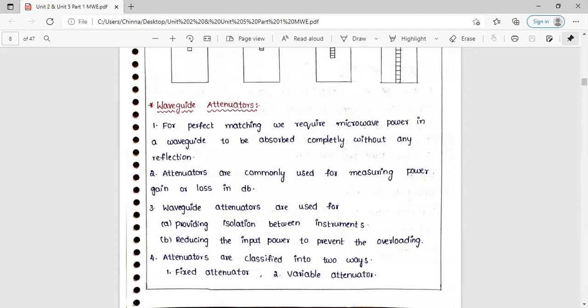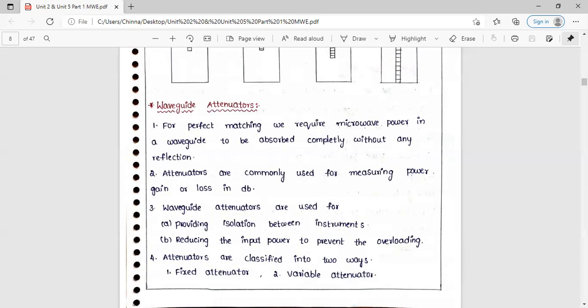Whatever signal you want to transmit, you want to transmit it with some loss or some dB. For example, if you want to transmit a 20 dB signal, then you will go for attenuation. Waveguide attenuators are used for providing isolation between instruments, and reducing the input power to prevent overloading. So basically, attenuators are used for isolation between the components or instruments in the waveguides.